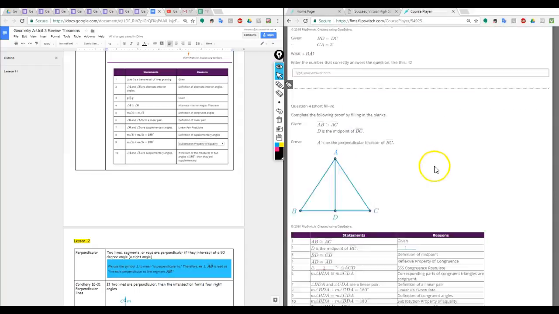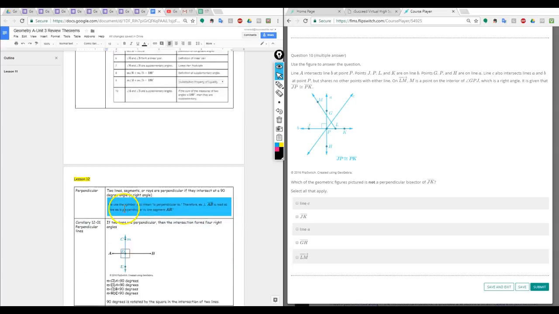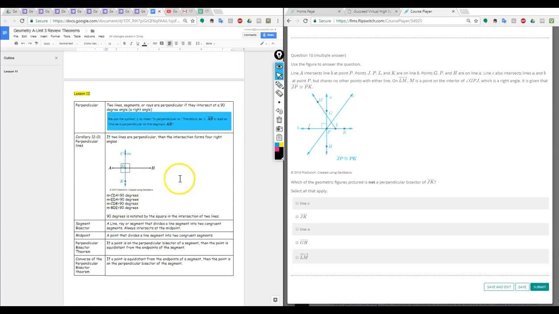We're going to start at the very bottom with question 10, and I have the unit review and theorems up so that we can use it as a reference point. So question 10: line A intersects line B at point P. Points J, P, L, and K are on line B. Points G, P, and H are on line A. Line C also intersects lines A and B at point P, but shares no other points with either line.